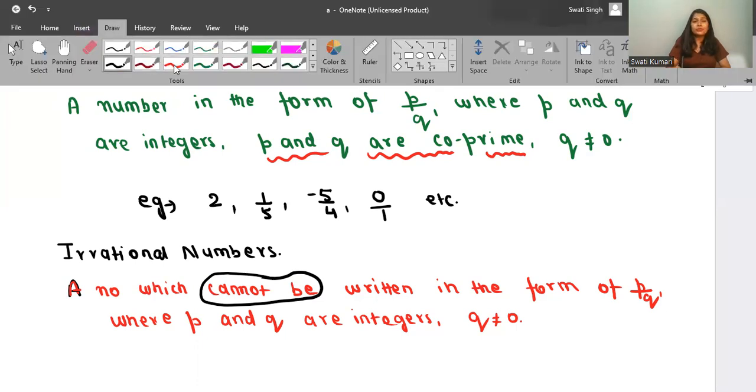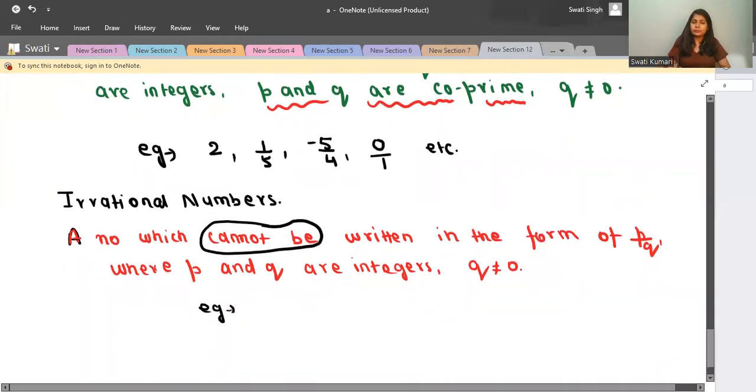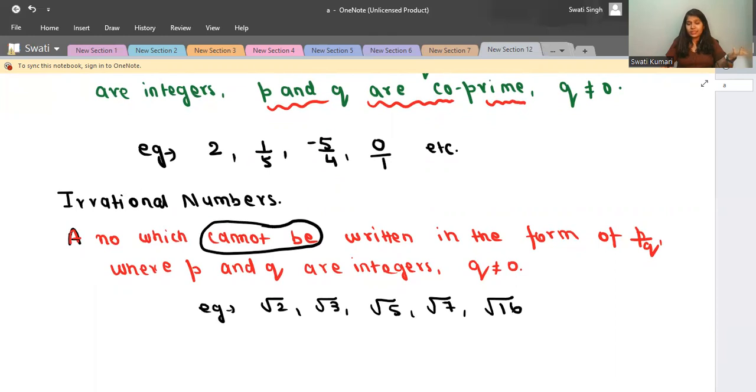Now, how many examples do you know for irrational numbers? Again, infinitely many. So we can write down examples as √2, √3, √5, √7. Can we say root under 16 is irrational? No, we cannot say this. Why? Because when you solve √16, it will be 4, and 4 is a rational number, because 4 can be written in the form of P by Q. So yes, and we have a lot of examples.